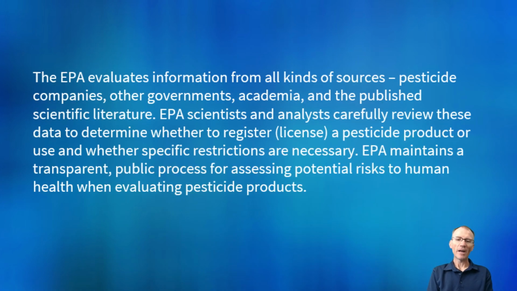The EPA evaluates information from all kinds of sources: pesticide companies, other governments, academia, and the published scientific literature. EPA scientists and analysts carefully review these data to determine whether to register or license a pesticide product or use, and whether specific restrictions are necessary. EPA maintains a transparent, public process for assessing potential risk to human health when evaluating pesticide products.